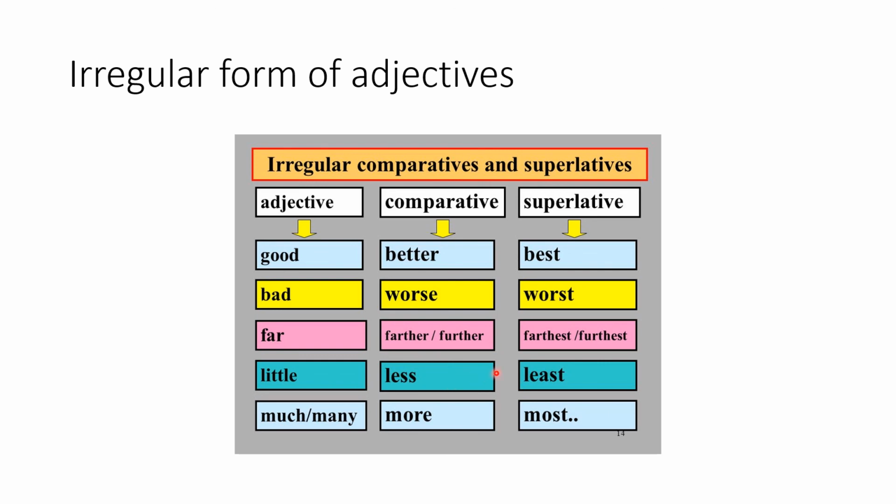Little का litter और littlest नहीं, little का less और least. Much और many का comparative है more and the most. These are the irregular forms. और old है, जैसे एक वर्ड old, old का होता है आपका elder और eldest. वैसे old का older और oldest भी correct होता है, elder और eldest is also correct.